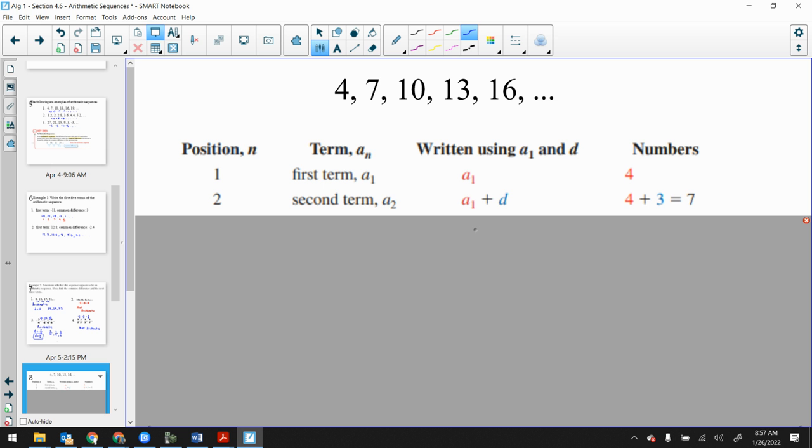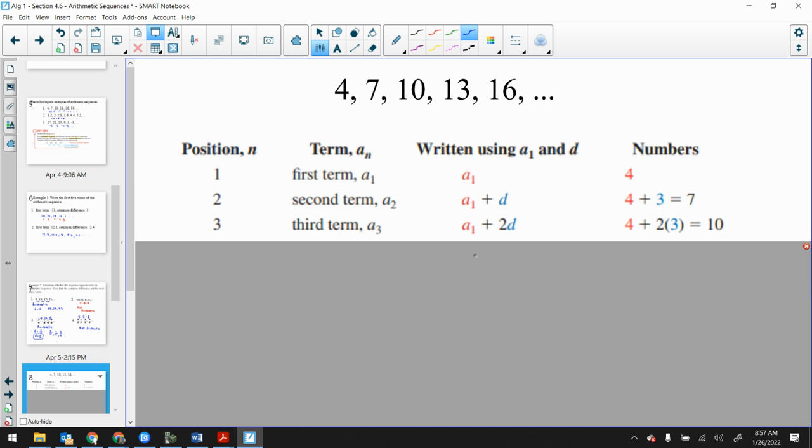Now, if I want to say my next term, which is my third term, obviously it's 10, right? I don't want to think about going back to 7. I want to think about going back to my very first term. How do we go from 4 to 10? What did I add? 6. I added 6, which is basically like 2 3s, right? I added 2 sets of my common difference for my third term, 2 3s, to get 10.